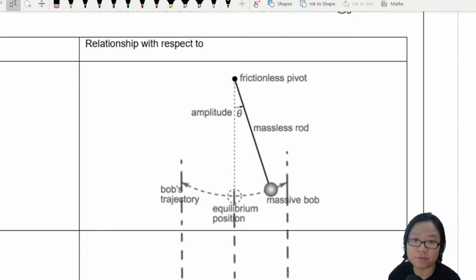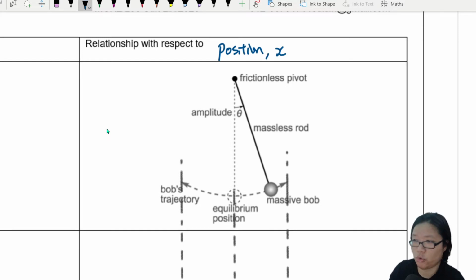So, in this video, we are going to look at simple harmonic motion, kinematics and energy when the relationship is with respect to position. Okay, and I'm going to call the position as x. All right, so all the equations that I will derive in this particular video will be in terms of x.